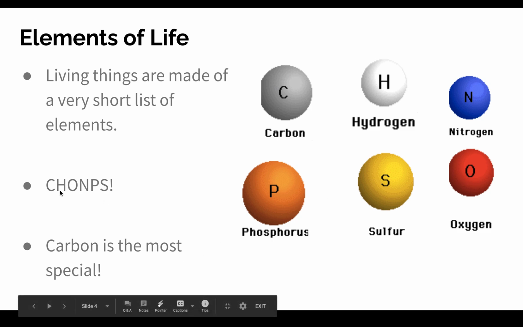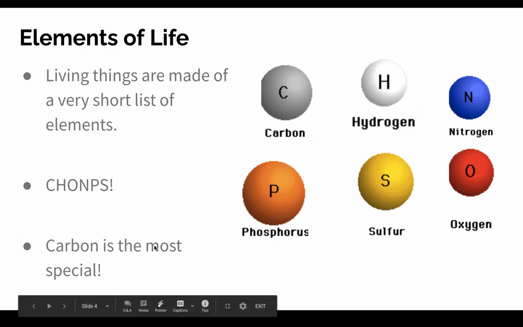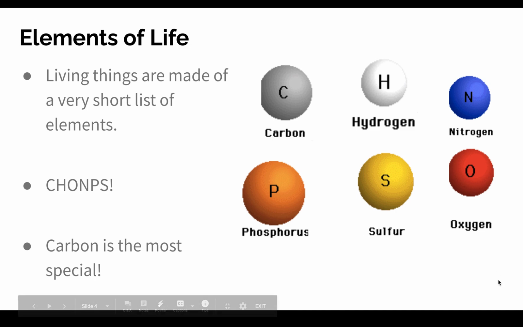Okay, we give this an acronym of CHOMPS: carbon, hydrogen, oxygen, nitrogen, phosphorus, and sulfur, just to help us remember what the 6 elements of life are. We will talk more about this tomorrow, but carbon is the most special. Okay, we rely on carbon. And sorry guys, I'm shooting this from outside and there are cars driving by. Okay, so carbon is the most special of any of them, and we'll talk more about that tomorrow.